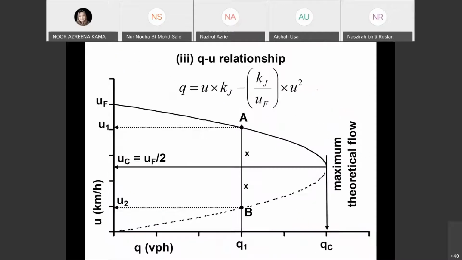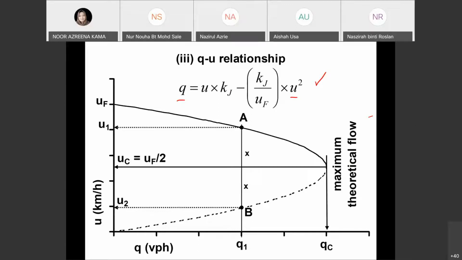Relationship dia goes this way. Okay, this is the formula between Q and U. Quadratic juga tetapi berbentuk ellipse. Ellipse ni. Kita panggil ellipse ke parabolik? Parabolik kot. Okay, ellipse. Sama je lah kot.